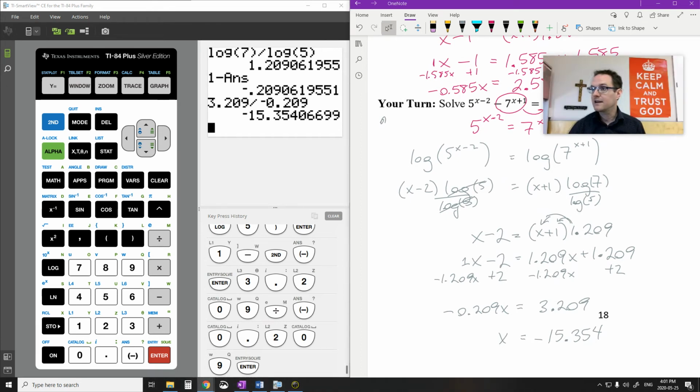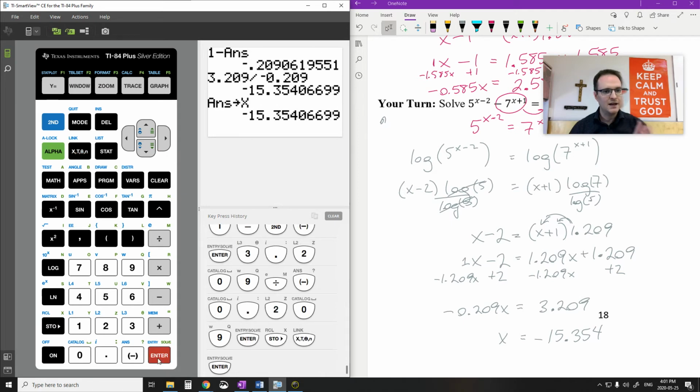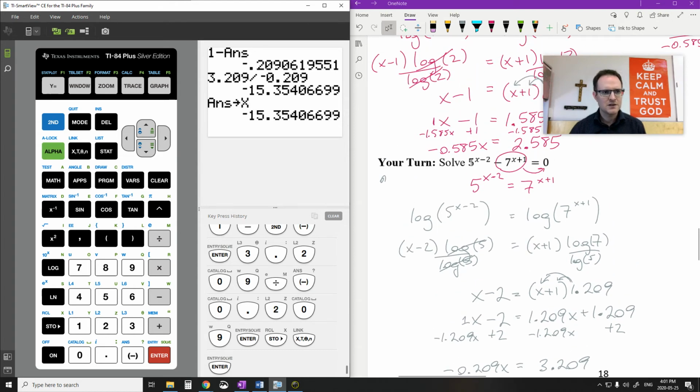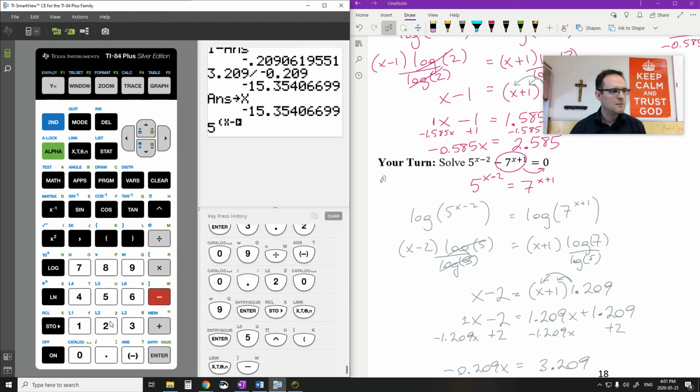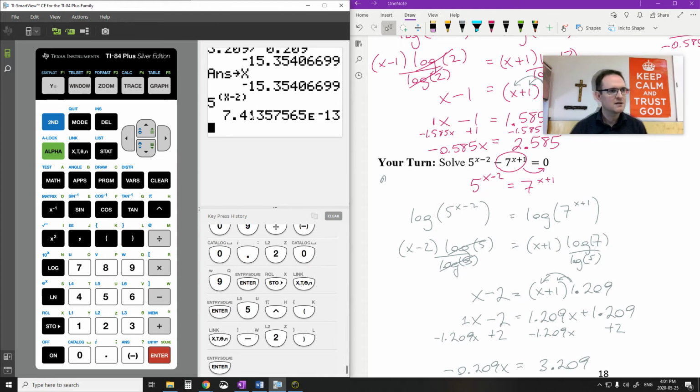To verify these, I'm going to store this number into x. I'm going to go STO and hit x here beside alpha. So I'm going to store it into x. You can store it to any number or any letter. You usually hit alpha, then pick any of the green letters there. And then I'm going to go back to the original equation. It says 5 to the power of x minus 2. I'm going to put parentheses there. If you had an older calculator, you had to put parentheses. I hit enter. There's my number.